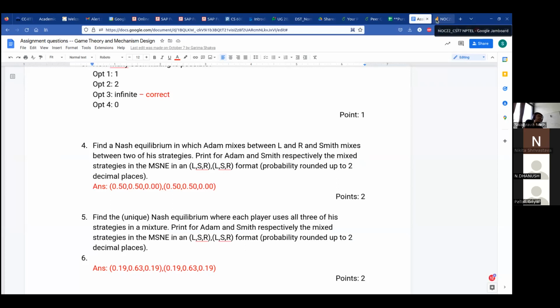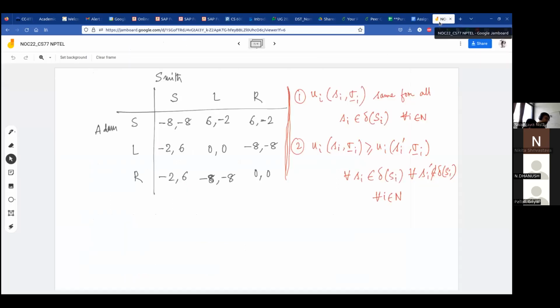This question is saying that even in this reduced game, where Adam is choosing only L and R and Smith is choosing the support profile to be SL, SR, or LR, there should exist one mixed strategy Nash equilibrium, and you'll have to find it. So actually the question is only reducing your search space.